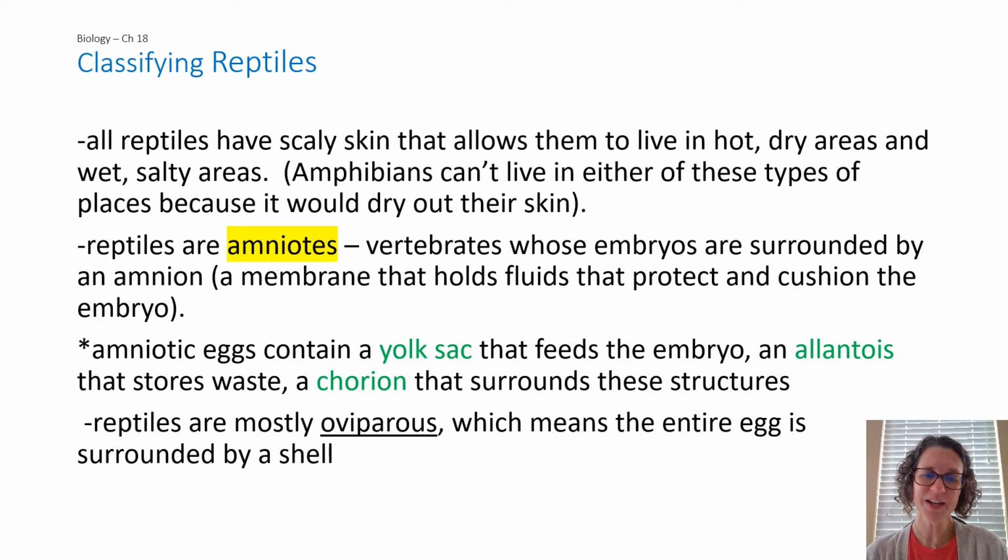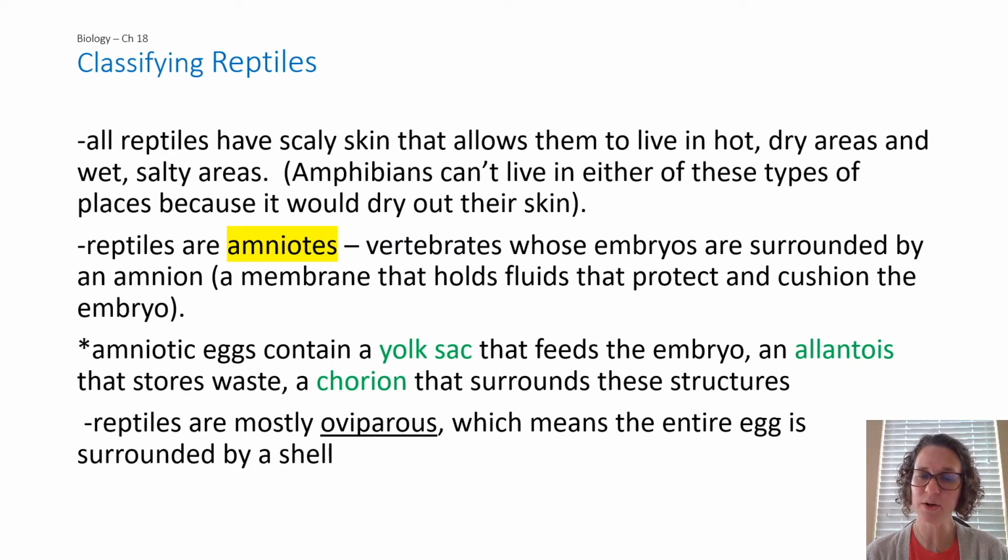So an amniotic egg, and this would describe a reptile egg, would also describe a chicken egg, contains a yolk sac. First of all, it's a yolk. So when you open up an egg and see the yolk, this is that. And it is basically just a big sac of protein that feeds the embryo. Then they also have an allantois, and this is like a waste storage. It's just like a little porta potty basically inside the egg that waste goes into.